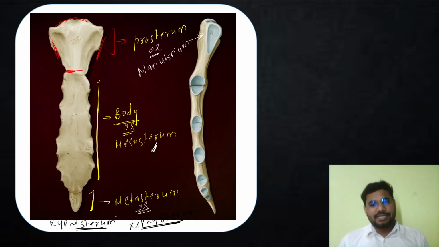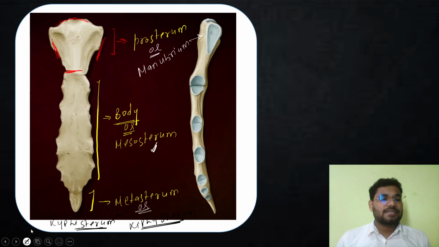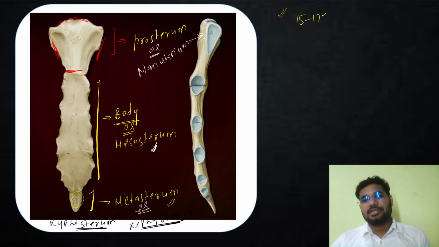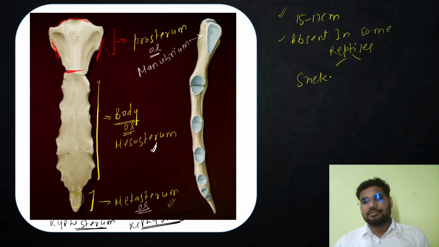And why xiphisternum? Because it is made up of xiphoid cartilage. Here, the xiphoid cartilage is present. This is a cartilaginous structure. So now those are the three parts of the sternum we have discussed. Let me write down the things we have covered: it is 15 to 17 centimeter long, it is absent in some reptiles only, such as snakes and turtle.